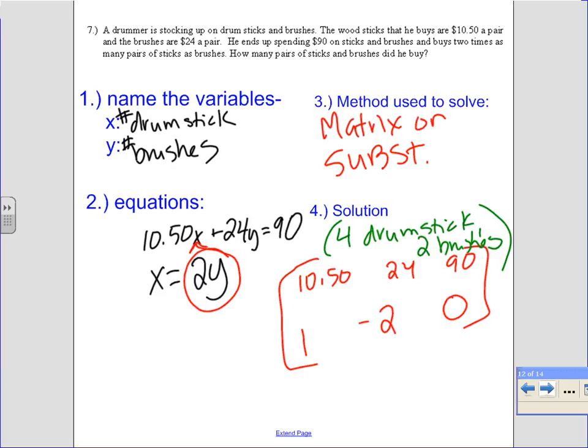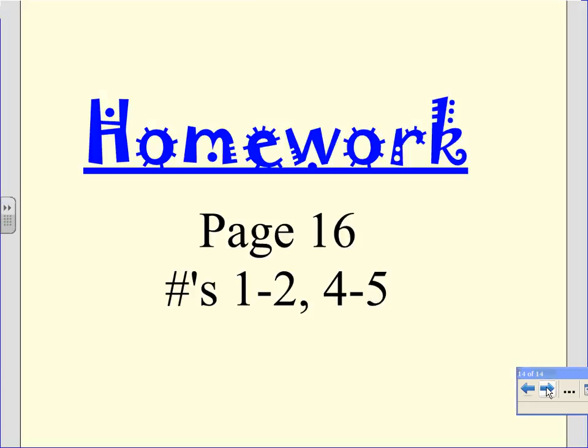Any questions? Okay, I want you guys to, in the same packet, flip to page 16. You're going to do 4 problems right now, and whatever you don't finish is homework. That's going to be numbers 1, 2, 4, and 5. Do not do number 3. That's from chapter 5, so don't do number 3.